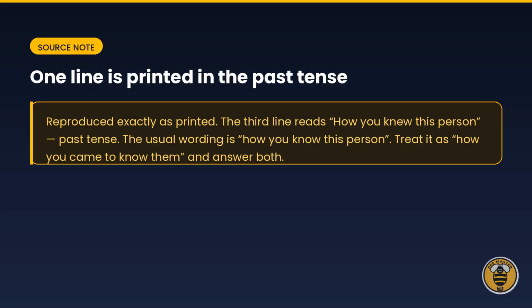One thing worth flagging. The 3rd line on this card reads how you knew this person in the past tense. The standard wording is how you know this person. We have left it exactly as printed. Treat it as how you came to know them, and cover both the long answer and the moment you really met.